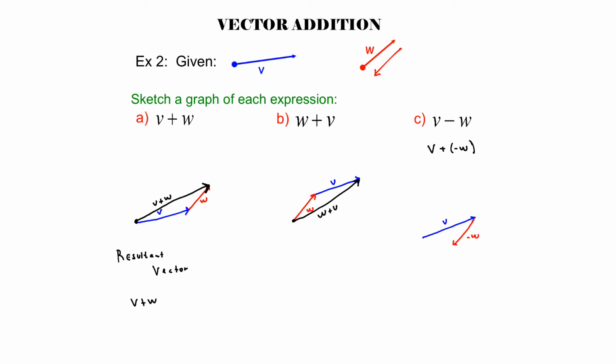So the resultant vector is from the initial point of v to the terminal point of, in this case, the opposite of w. So v minus w is our resultant vector. And remember, negative w is in the opposite direction. Same magnitude, but opposite direction.